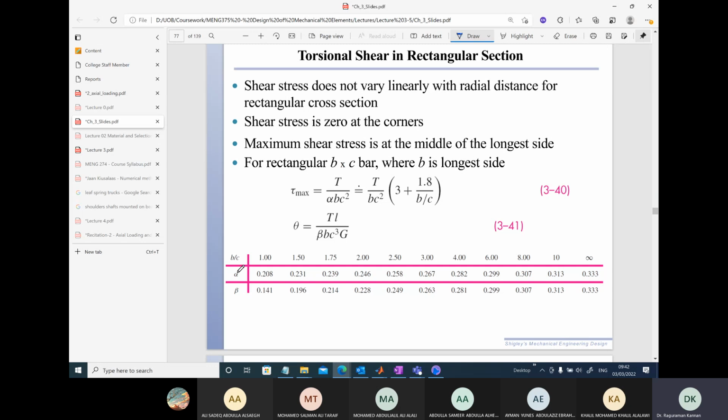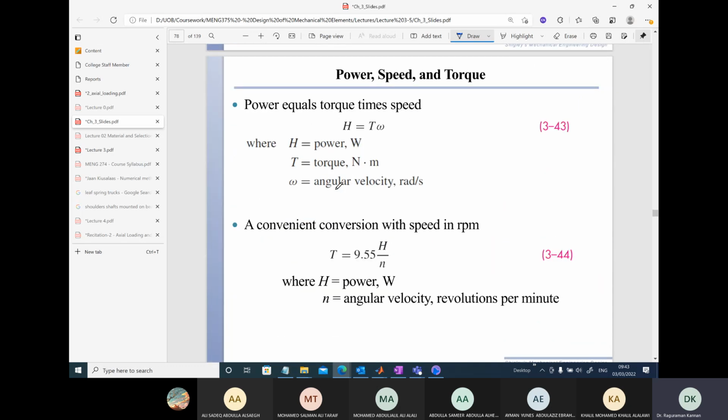The constants alpha and beta are given for various choices of the ratio B over C, where B and C are the lengths of the sides of the bar cross section. Then, based upon that ratio, where B is the longest side, we can use interpolation to figure out the alpha and beta constants, and then figure out tau max and theta. So in your exam, if you are asked, you will calculate using these formulas. Directly apply the formula.